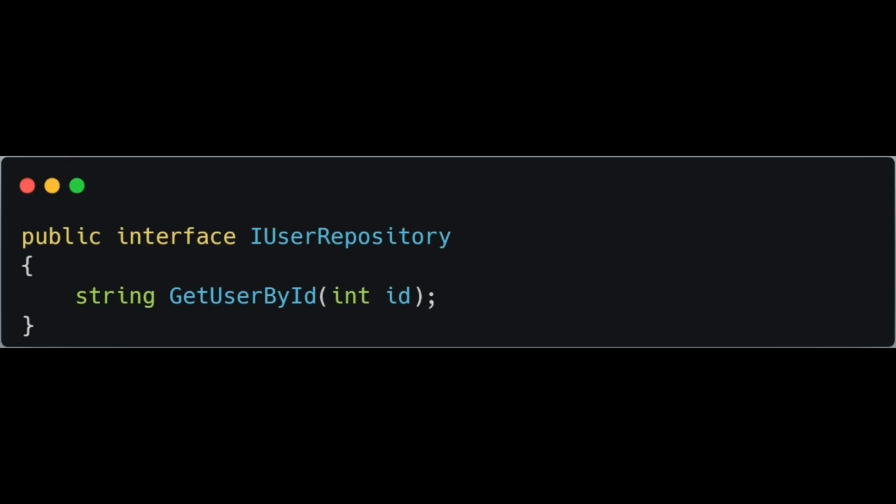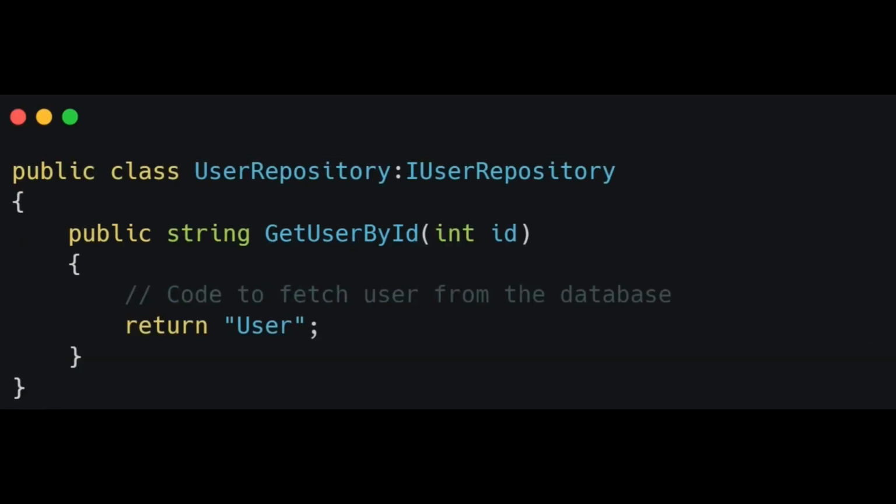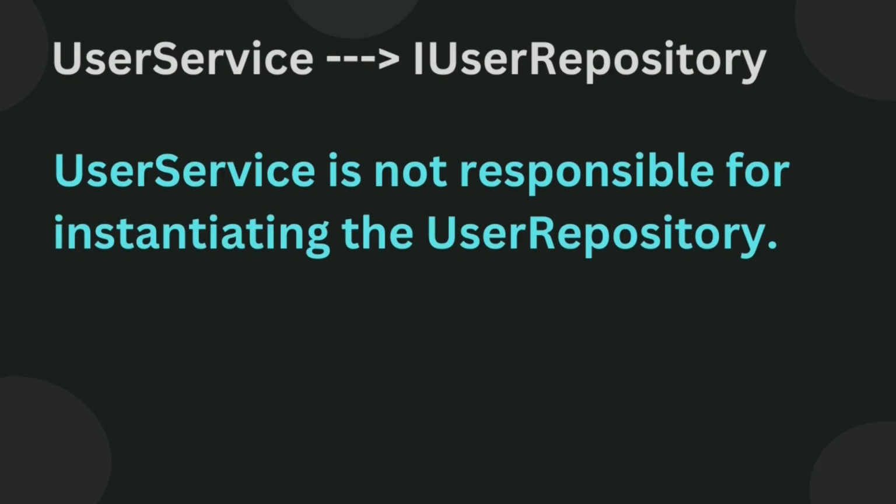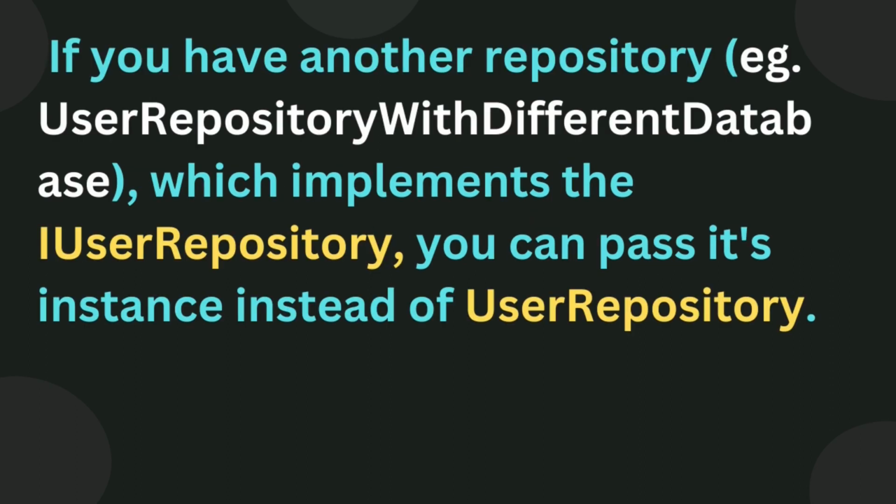We have introduced an interface IUserRepository with the method getUserById. UserRepository implements the IUserRepository interface. Now UserService depends on the IUserRepository. The UserService class depends on abstraction, not on concretion, which makes UserService and UserRepository loosely coupled. UserService is not responsible for instantiating the UserRepository. If you have another repository, for example a UserRepository with a different database which implements the IUserRepository, you can pass its instance instead of UserRepository.